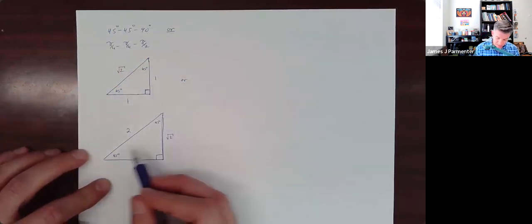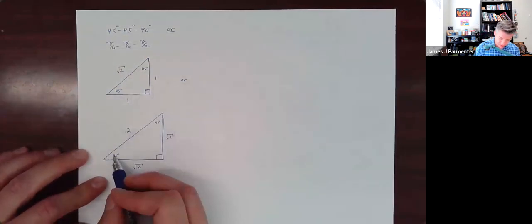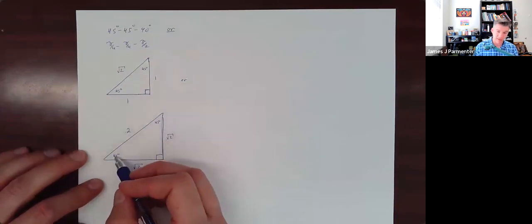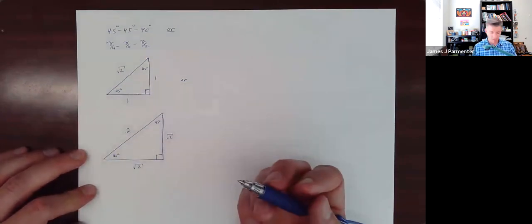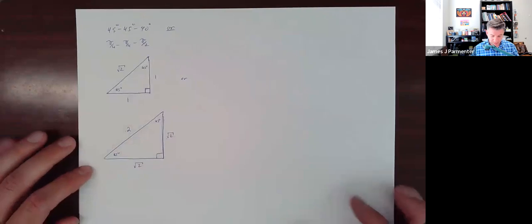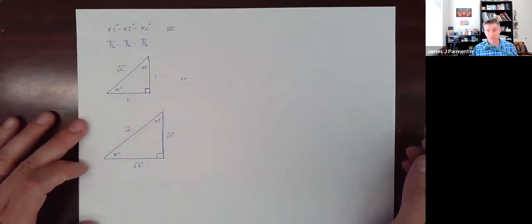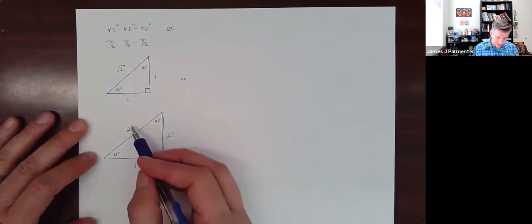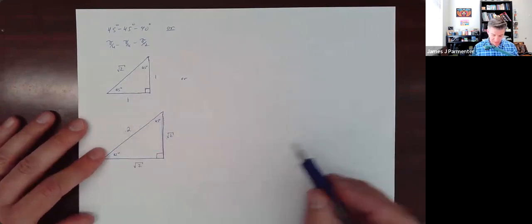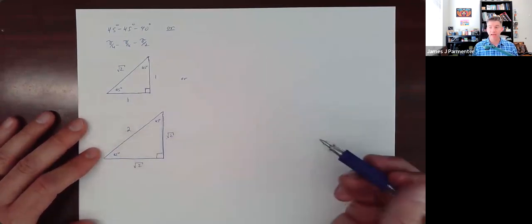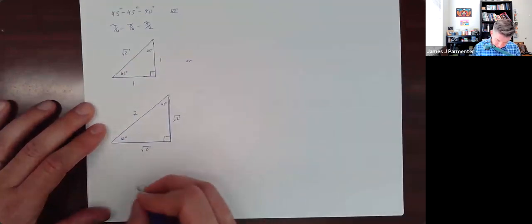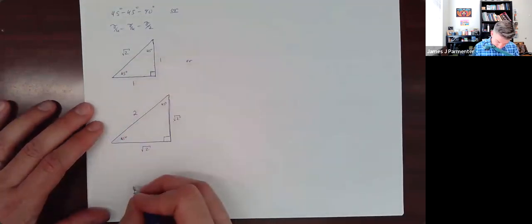Sine of 45 degrees is root 2 over 2. Cosine of 45 degrees is root 2 over 2. Tangent of 45 degrees is root 2 over root 2, which simplifies down to 1. And then there's one more version of this that I actually think is particularly useful. I actually want the hypotenuse to have a length of 1. So if I divide all these sides by 2, I'm going to get a triangle that's smaller than that.